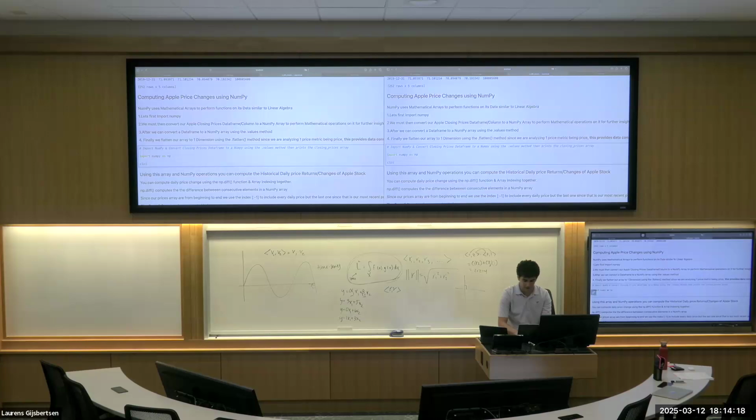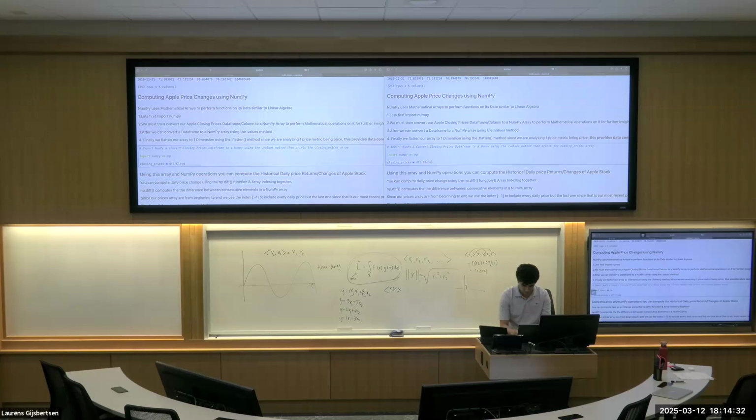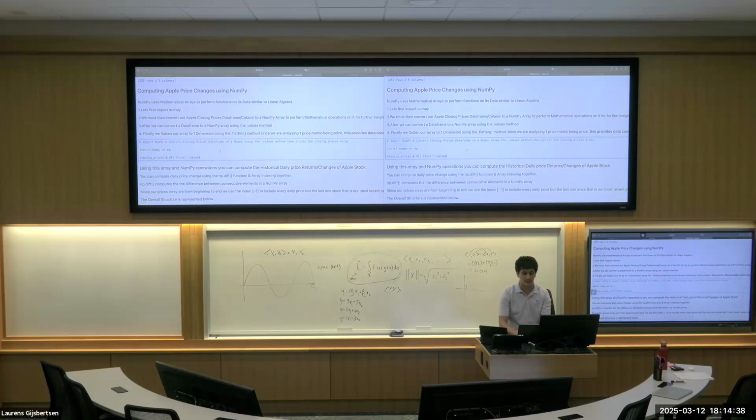So we get our closing prices. That was the array we created, just for closing prices, equals df close dot values. We can do this using the dot values method. This basically turns a data frame into a mathematical array in NumPy. So after that, we get closing prices, which is our array.